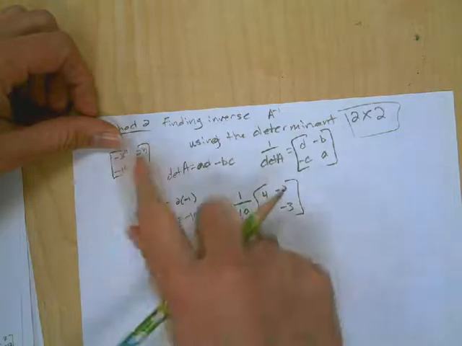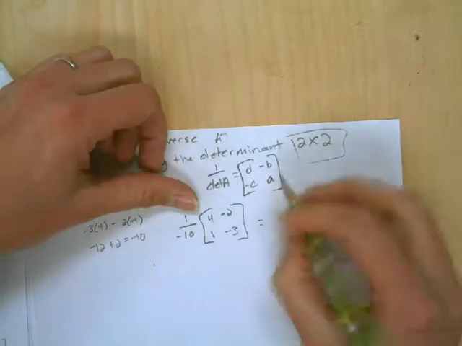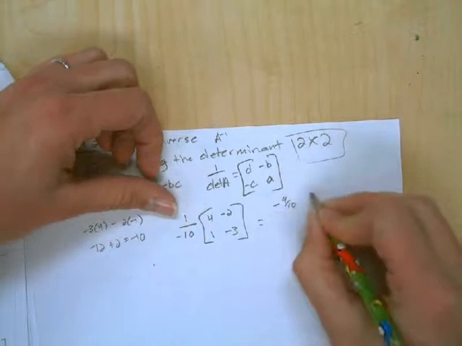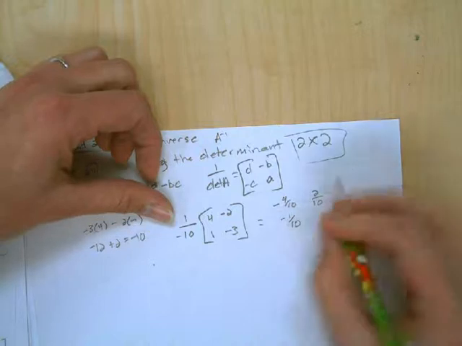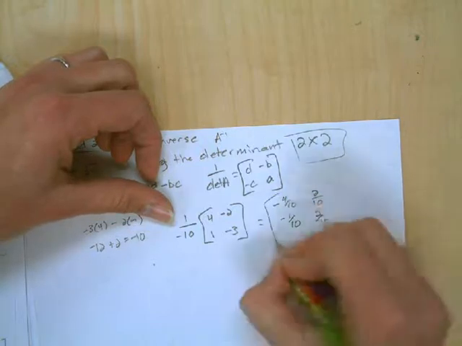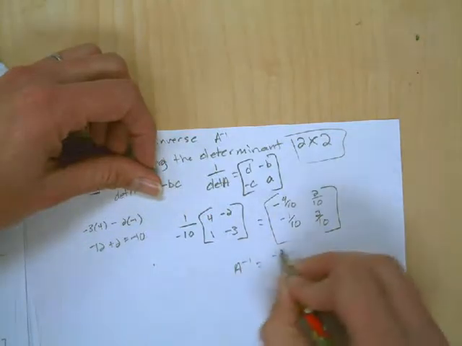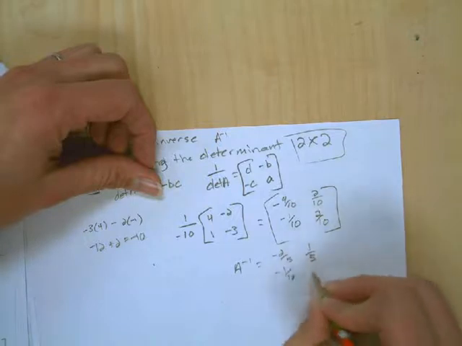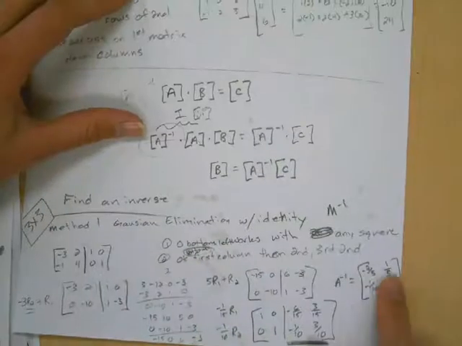Okay, and you get negative 4/10, positive 2/10, negative 1/10, and positive 3/10. Alright, and then when you simplify that down, our inverse here is negative 2/5, positive 1/5, negative 1/10, and positive 3/10. And hopefully, if we did our work right on the previous one, you get the exact same answer. Negative 2/5, positive 1/5, negative 1/10, positive 3/10. So you end up with that exact same answer.